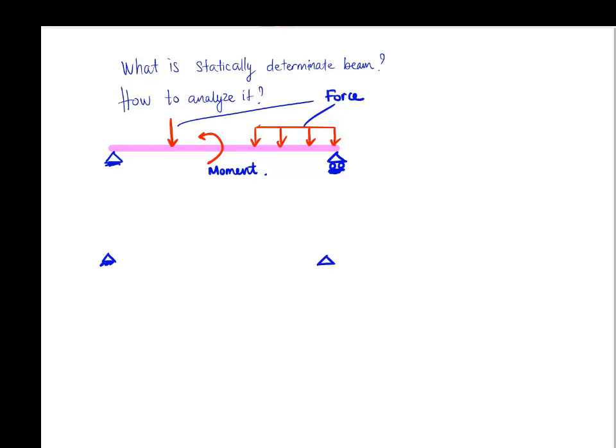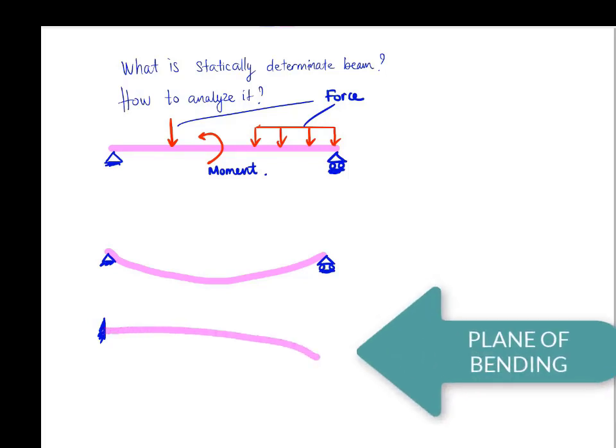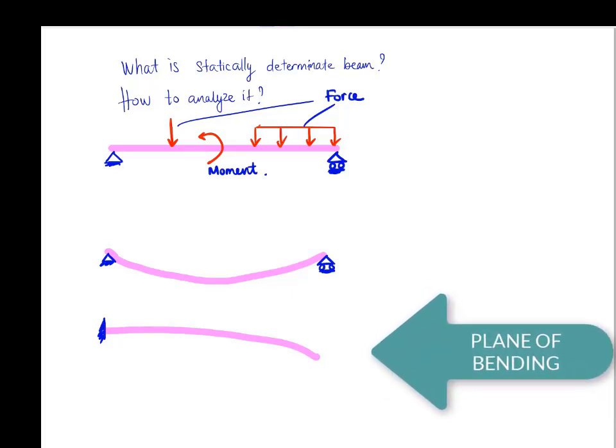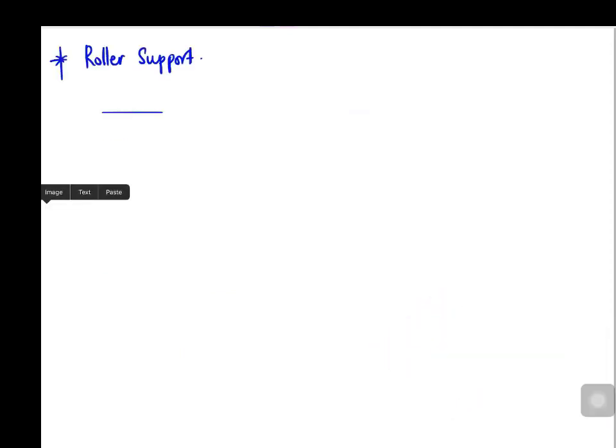Such a member is called a beam because the loads cause it to bend like this. As we can see, all loads act in the same plane, and if all deflections occur in the plane, then we refer to that plane as the plane of bending. Beams are usually described by the manner in which they are supported. Before analyzing a beam, let's have a quick look at the three most common support types.